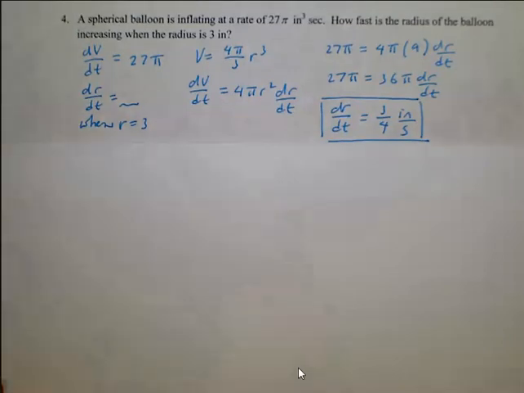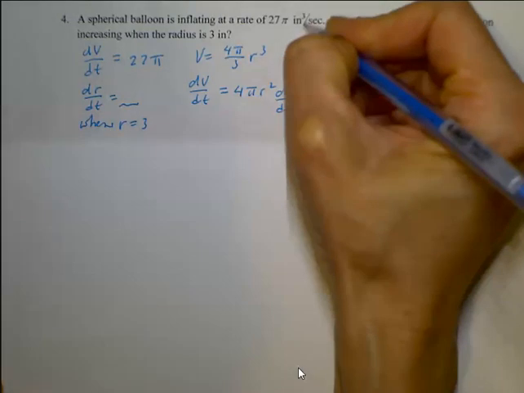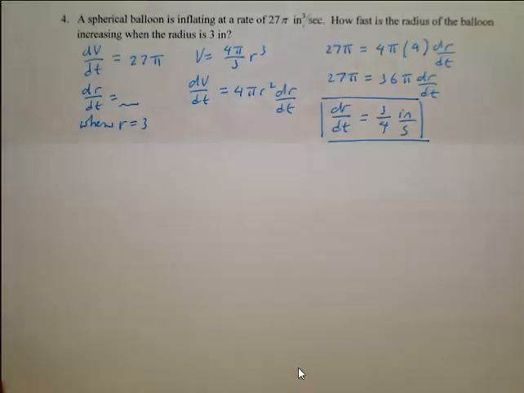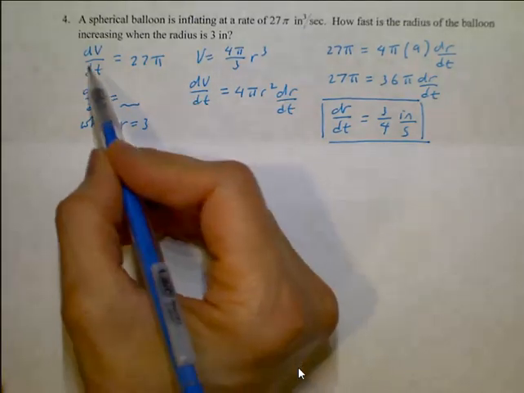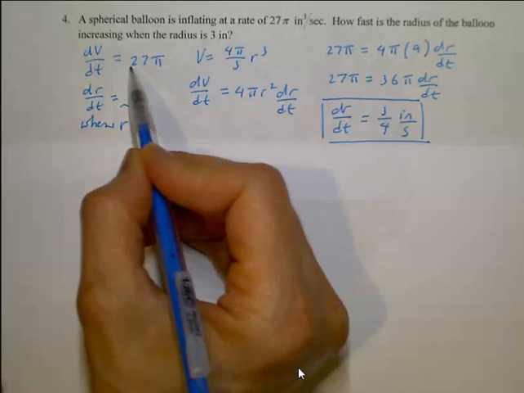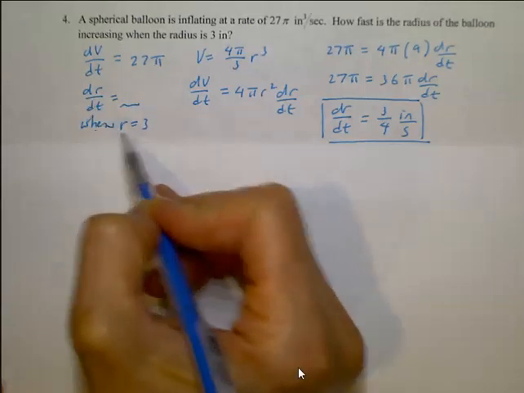This is question number 4 on the 3.4 related rates worksheet. A spherical balloon is inflated at a rate of 27 pi cubic inches per second. Okay, so this right here should be per second. How fast is the radius of the balloon increasing when the radius is 3 inches? So I'm going to first of all start off with dV/dt equaling 27 pi, and then you want to find dr/dt when the radius is equal to 3.